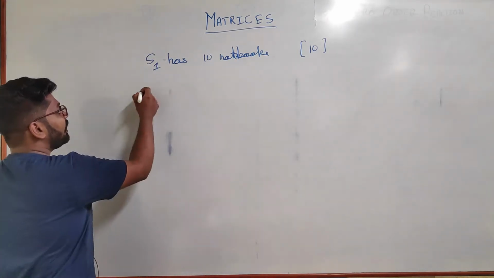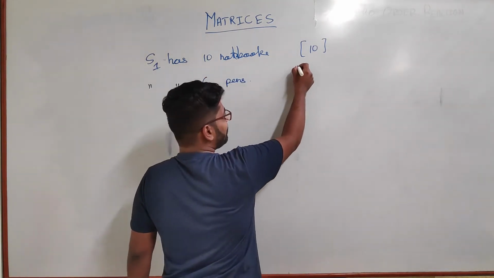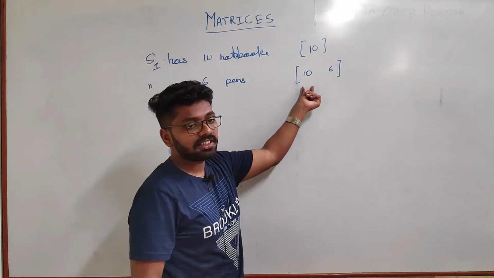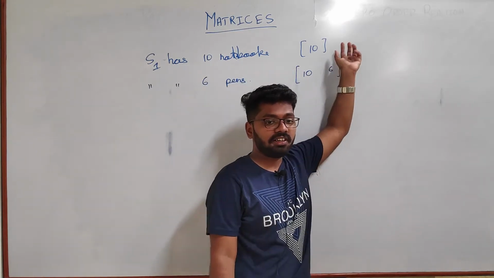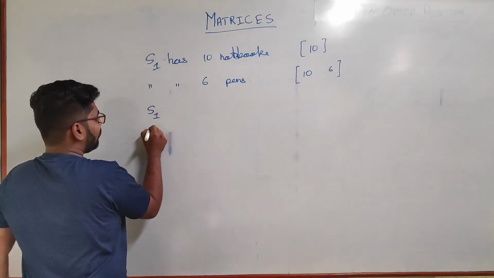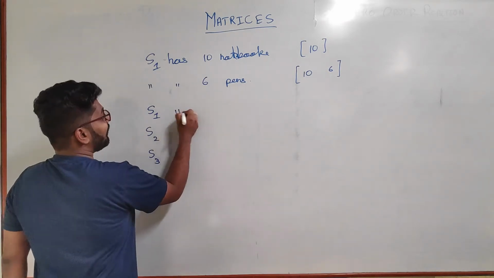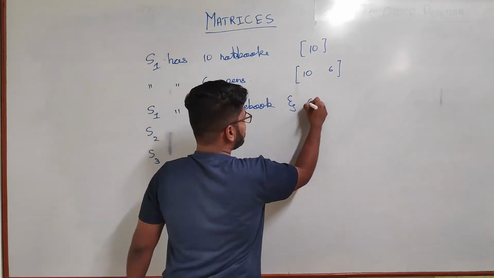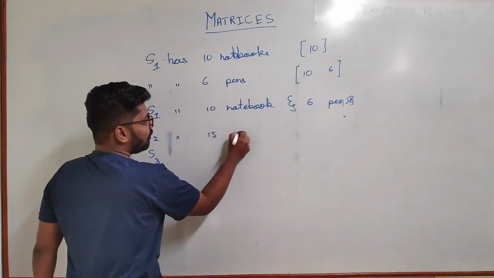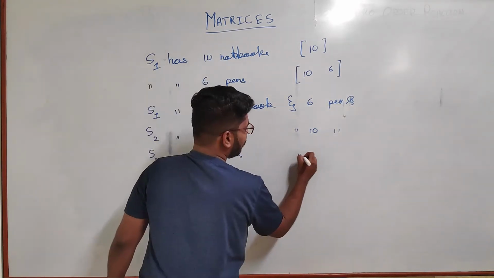So suppose I have two quantities, for example, the same student has 6 pens. We can represent this as [10 6]. It means 10 represents the number of notebooks, 6 represents the number of pens. Suppose you have 3 students, S1, S2 and S3. Then S1 has 10 notebooks and 6 pens. S2 has 15 notebooks and 10 pens. S3 has 12 notebooks and 7 pens.